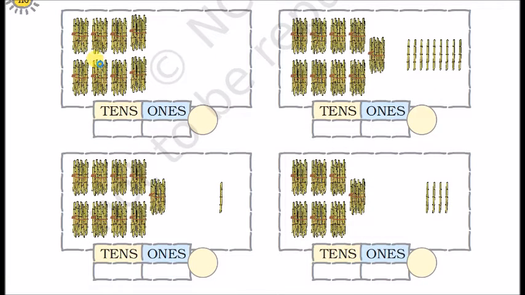How many tens are here? 1, 2, 3, 4, 5, 6, 7 and 8. 8 tens. And how many ones? 0. 8 and 0, 80.